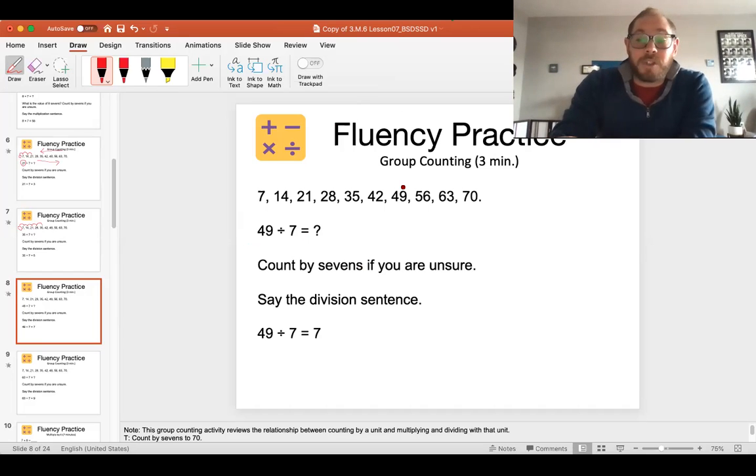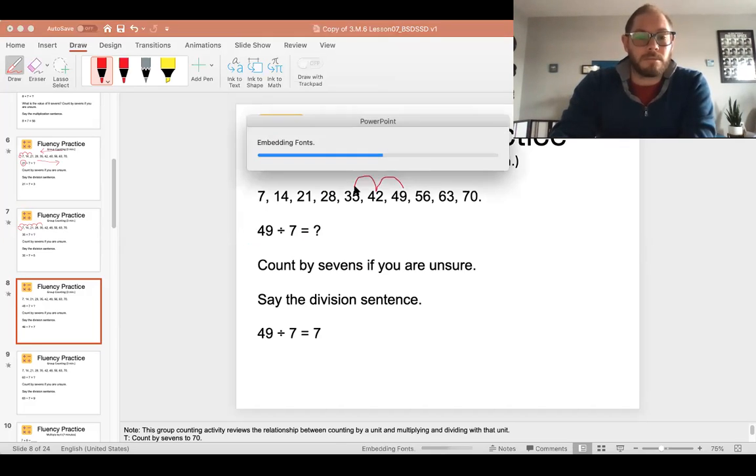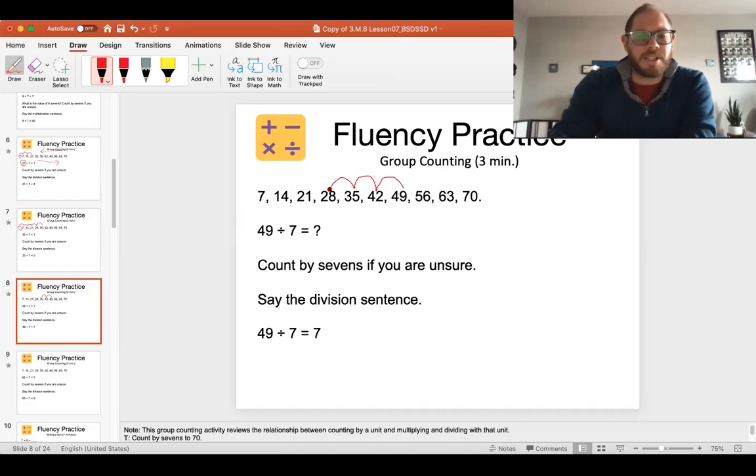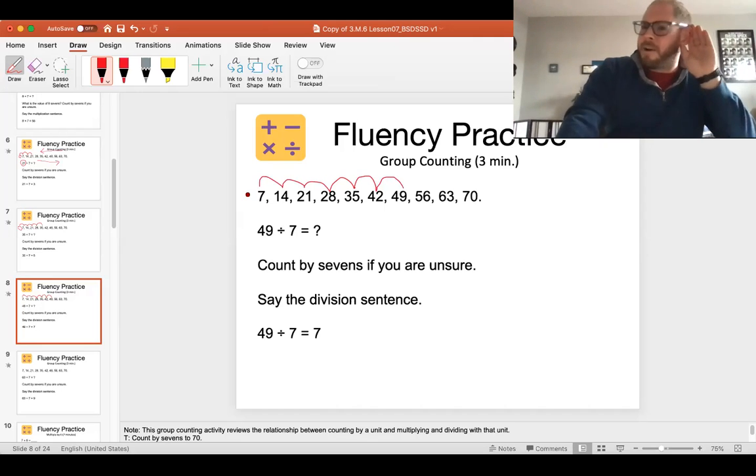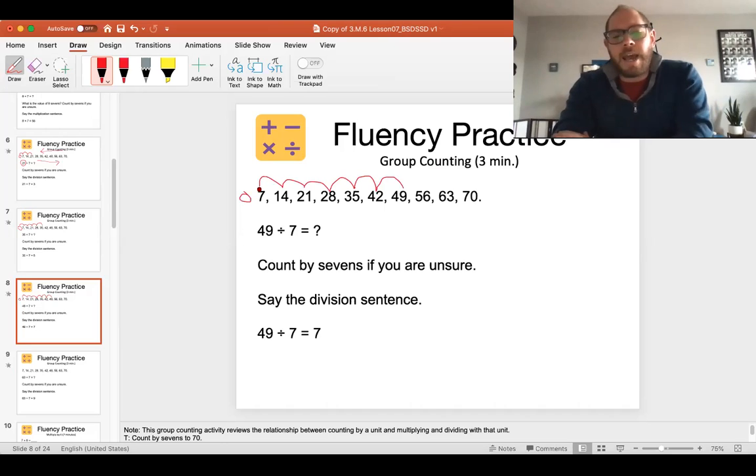Because if we start at our 49 and we count backwards, we go 1 group, 2 groups, 3 groups, oopsie. 3 groups, 4 groups, 5 groups, 6 groups. And what did I need to put at the beginning? Say it with me, a 0. And there's my last 7th group. So 49 divided by 7 is 7. Remember, we can always just turn these into multiplication equations to make things a little bit easier for ourselves.